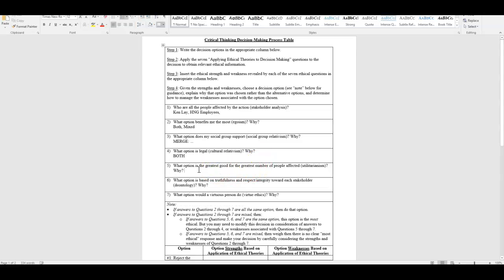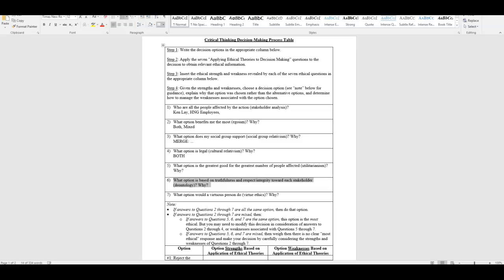What option is for the greatest good of the number of people impacted? That's a little bit more complicated. And that's going to take some thinking, and that's what you need to do on your homeworks. But whatever it is, then I'm going to fill in that answer. And which of the two options is for the greatest good for the greatest number of people affected? That's utilitarianism in philosophy.